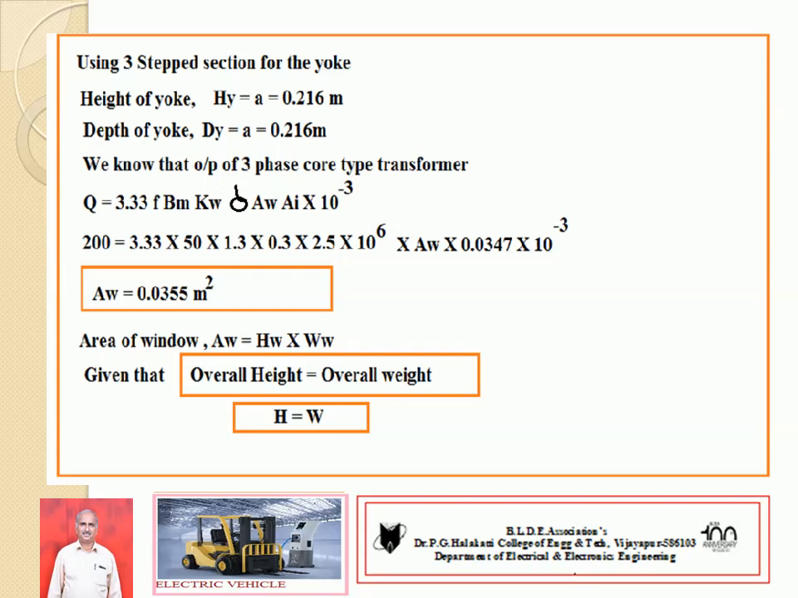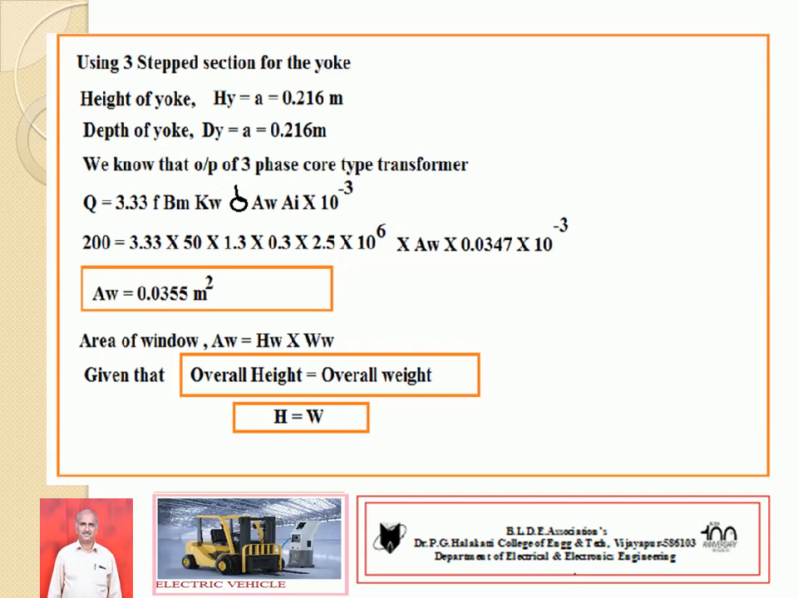Using three-stepped section of the core, the same thing is also for the yoke. Hence height of the yoke, HY, equal to width of largest stamping, it becomes 0.216 meter. Similarly, depth of yoke DY also becomes width of largest stamping, 0.216 meters. So the given transformer is three phase. Hence we have to determine another unknown parameter, area of window.